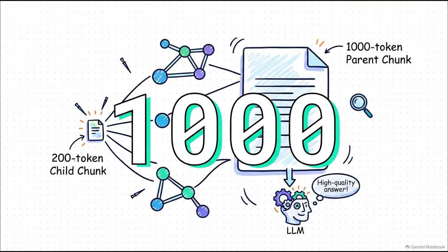But when it comes time to actually generate the answer, we jump up to this number, 1,000. The system automatically expands its scope from that tiny 200-token child chunk all the way up to its corresponding 1,000-token parent chunk. We call this small-to-big indexing. You search on the small child to find the exact needle in the haystack, but then you pass the giant parent to the LLM. That is what gives the AI the rich, surrounding context it desperately needs to understand the relationships and output a really high-quality answer.